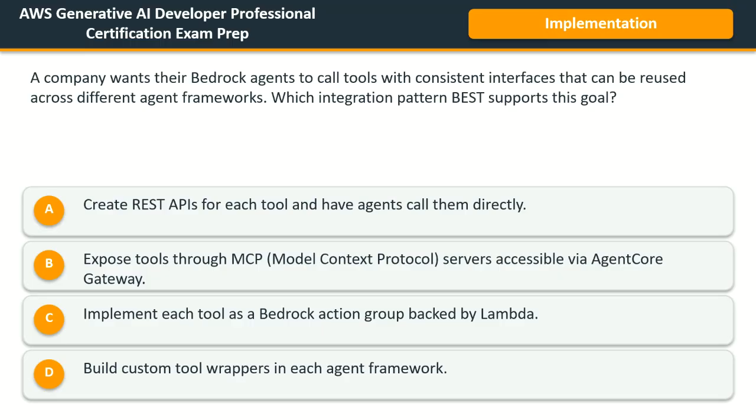MCP, the Model Context Protocol, is specifically designed to standardize how agents discover and call tools. So you can expose a tool once through an MCP server, and then multiple frameworks can use it without rewriting integrations. Agent Core Gateway is the managed AWS piece that makes MCP practical in real systems. That's why the correct answer is B.